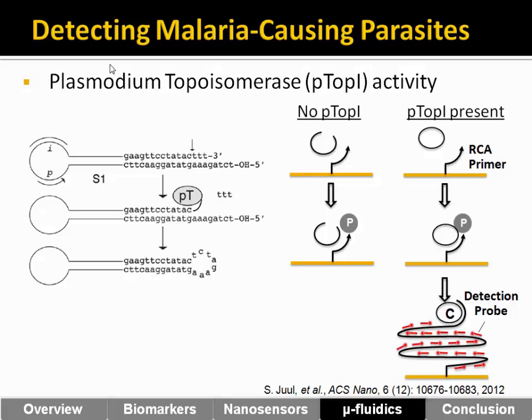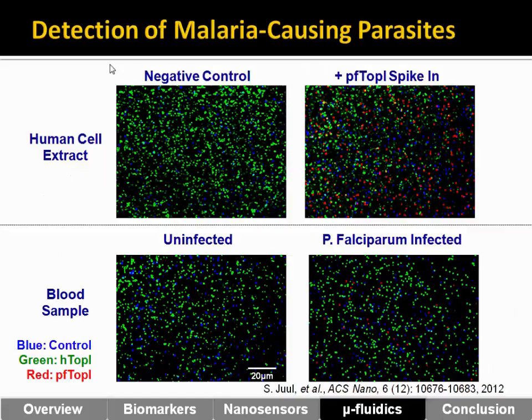So now by counting the dots, we can identify the Plasmodium topoisomerase activity, which is related to the malaria infection. Is it really true? This is the experiment done with the human cell extract, spiked with purified Plasmodium topoisomerase. What we're looking at here is the red spot, which identifies the P-topo1 activity, and the green spot is the human topoisomerase activity, because it's human cell, of course. And the blue spot is simply the control.